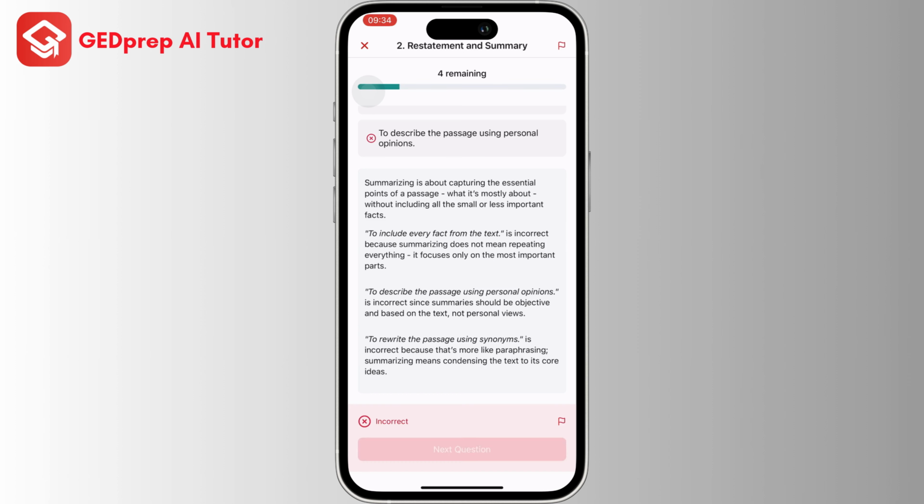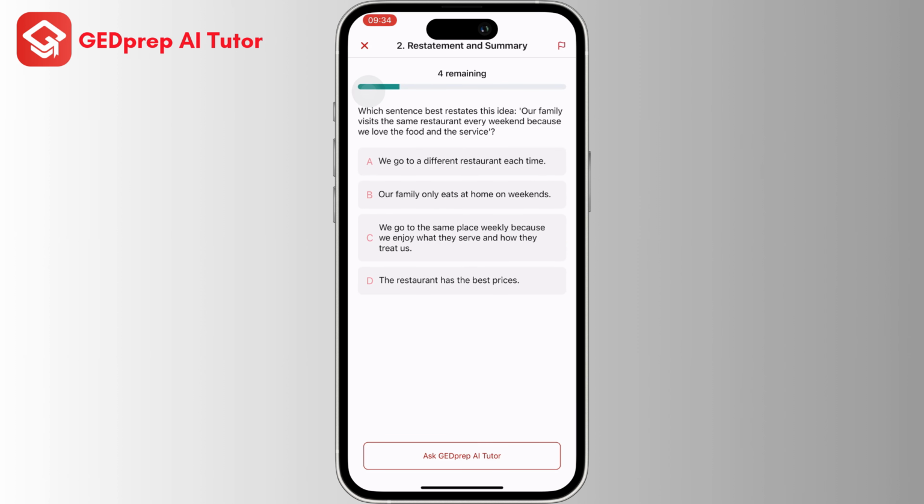Question 3. Which sentence best restates this idea? Our family visits the same restaurant every weekend because we love the food and the service. A. We go to a different restaurant each time. B. Our family only eats at home on weekends. C. We go to the same place weekly because we enjoy what they serve and how they treat us. D. The restaurant has the best prices.